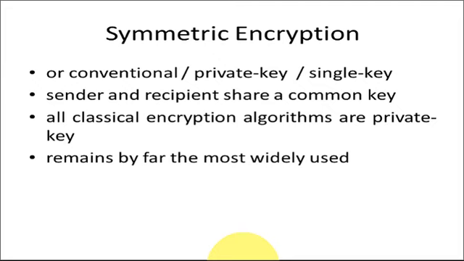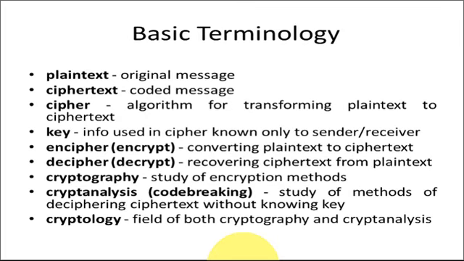So all the classical encryption algorithms we can say are private key. That is, the previous traditional encryption algorithms are private key. Then after symmetric encryption, public key cryptography evolved. Even after public key cryptography evolved, we are using symmetric encryption for confidentiality. So these are all the certain basic terminologies we are going to discuss.